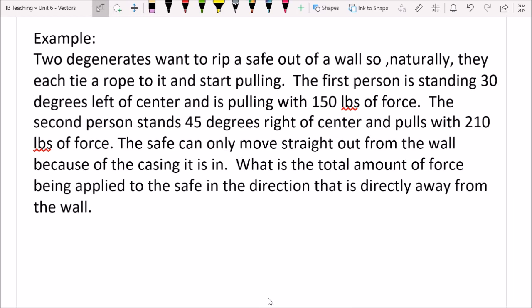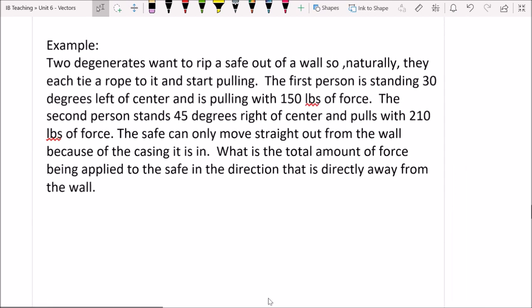Final example. Two degenerates want to rip a safe out of a wall. So they each tie a rope to the safe, and they start pulling on it. The first person stands 30 degrees left of center and pulls with a force of 150 pounds. The second person stands 45 degrees right of center and pulls with 210 pounds of force. The safe can only move straight out from the wall because of the casing that it's in. So what's the total amount of force being applied to the safe in the direction that is directly away from the wall? Wow, that's really tough wording, isn't it?